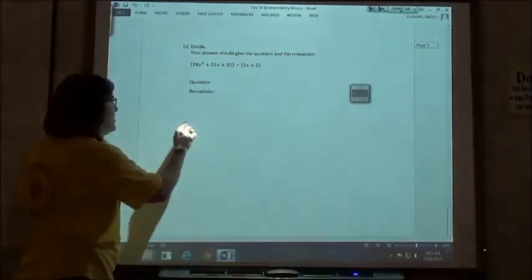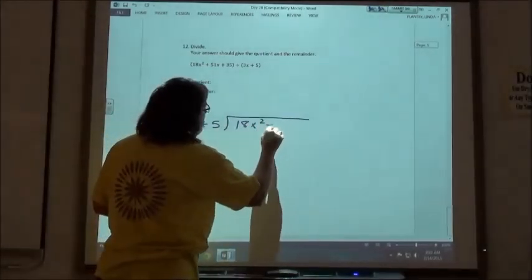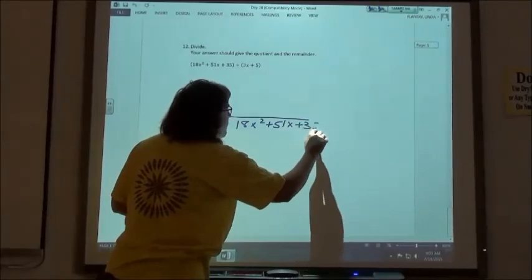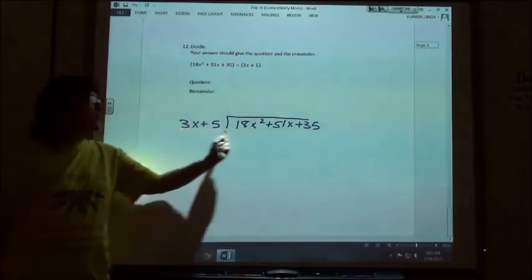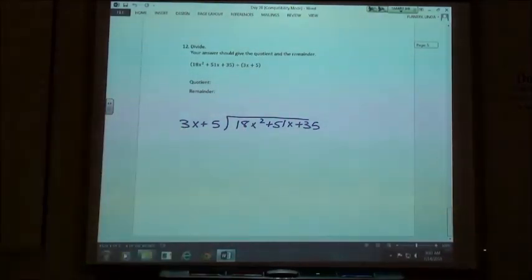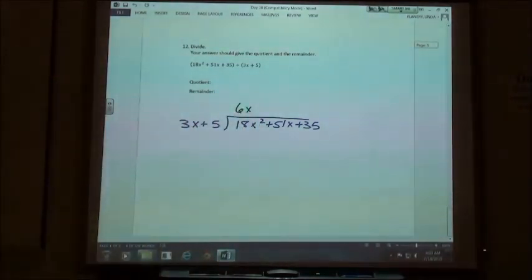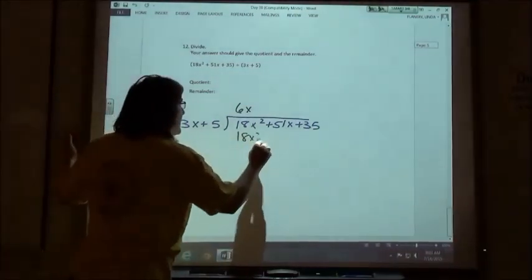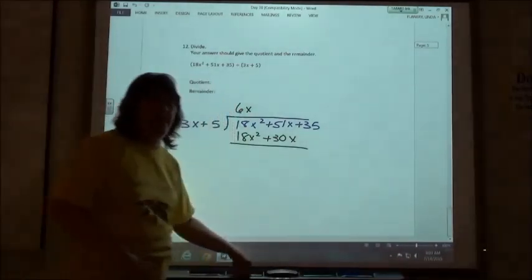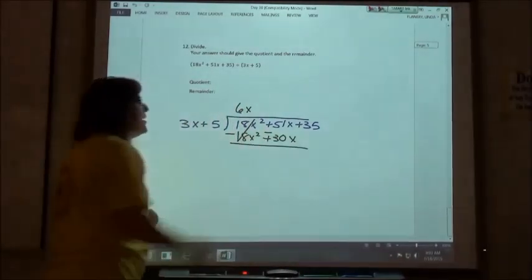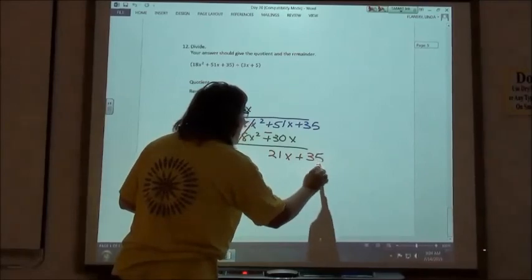Last one on this page, 3x plus 5 into 18x squared plus 51x plus 35. So what times 3x would give me 18x squared? 6x. So if I multiply by the 6x, I would get 18x squared plus 30x. Then I have to subtract. So I'm going to bring down 21x plus 35.